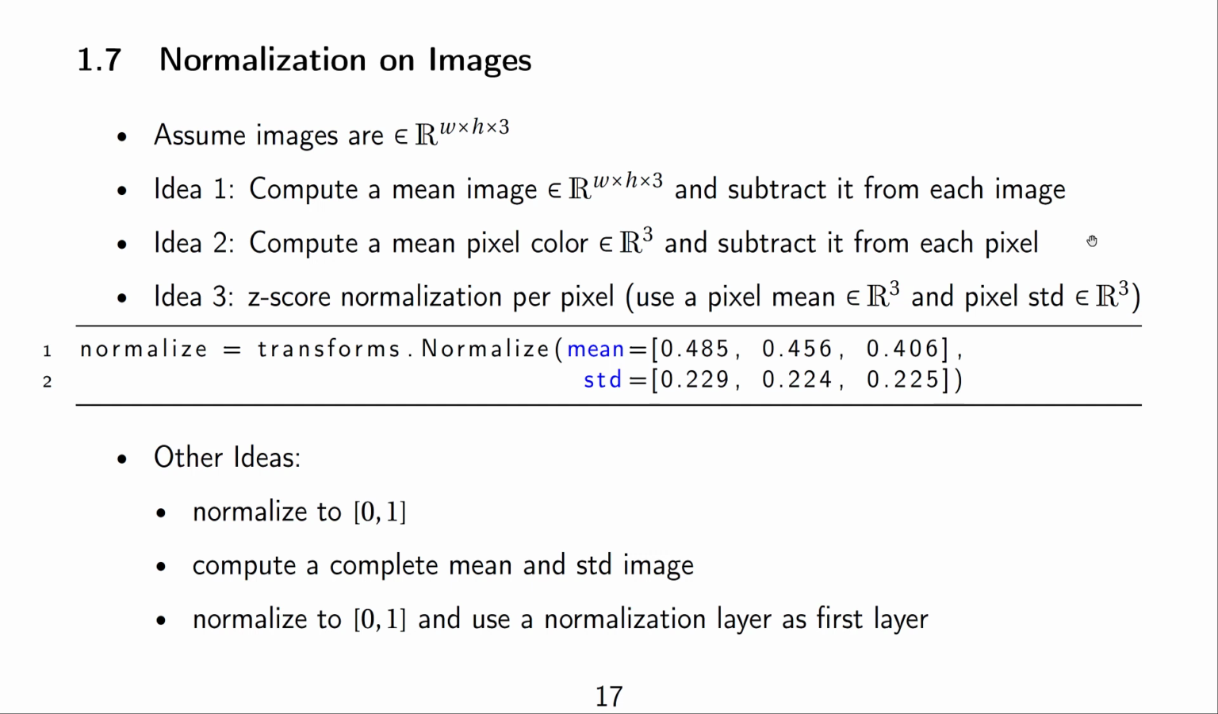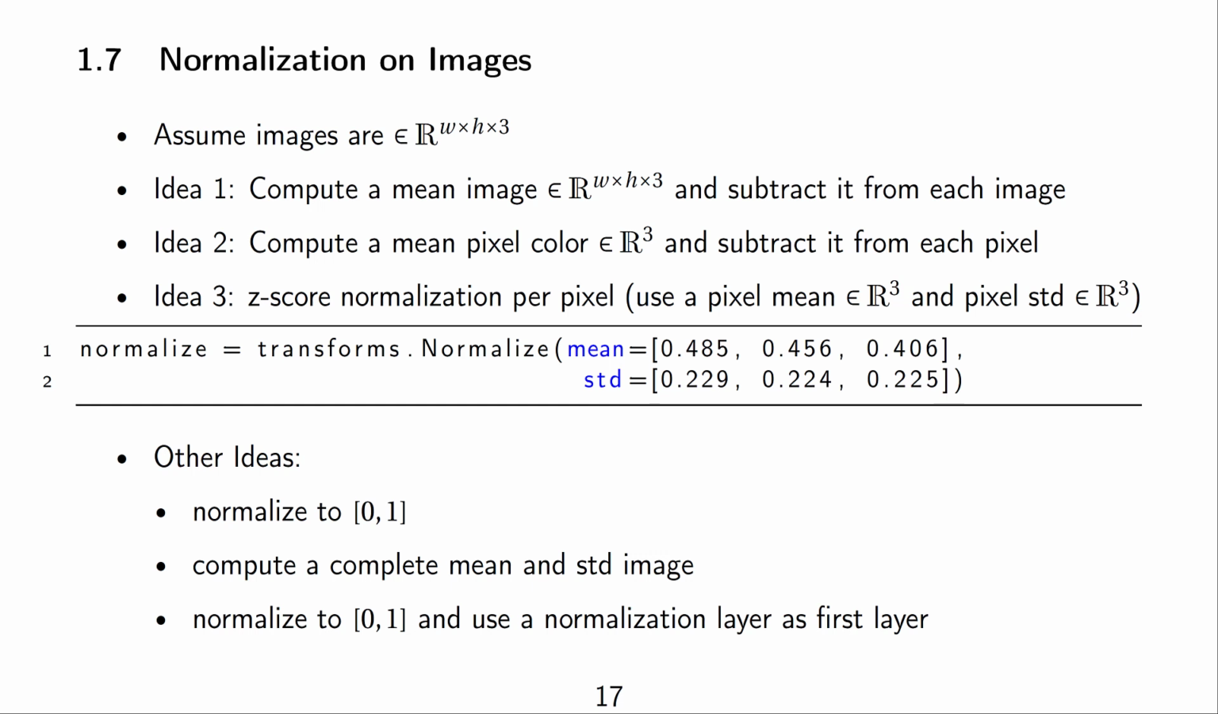Also, we can just compute the mean pixel color, so we only have a pixel color mean that is a three-dimensional vector, and subtract it from each pixel. Or we can perform full z-score normalization per pixel, where we compute a mean vector with 3 dimensions for the pixels and a standard deviation vector for the pixels. A corresponding Python command looks like this, where you say this is the mean, and this is the standard deviation.